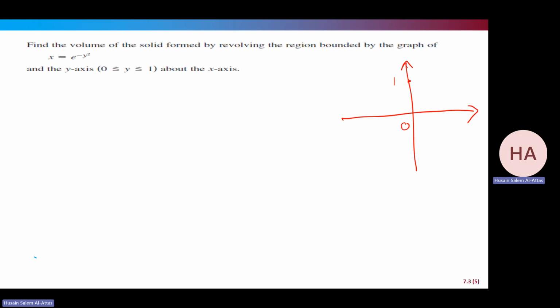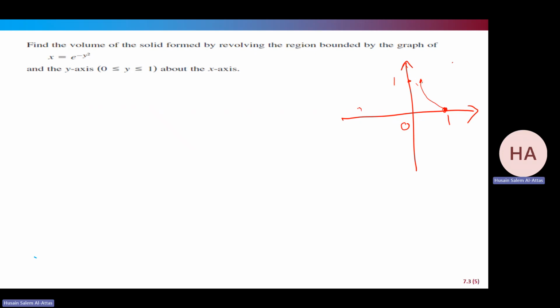Now, if y equals 0, x will be 1. If y equals 1, x will be e to the minus 1, which is 1 over e. 1 over e will be less than 1. So the function is something like this. I don't know, something like this. Who cares?